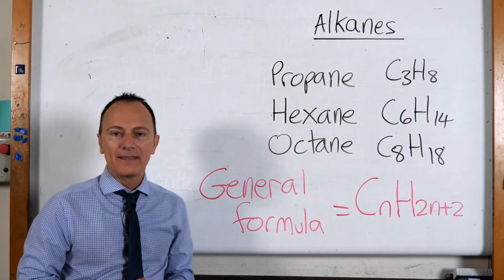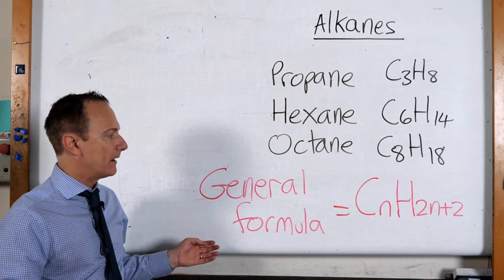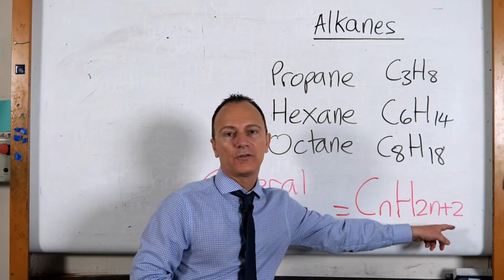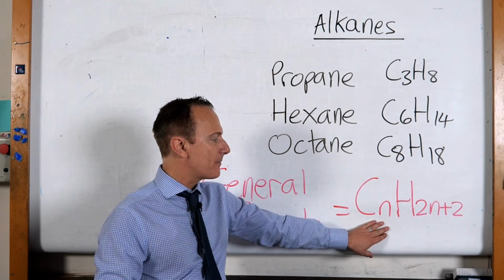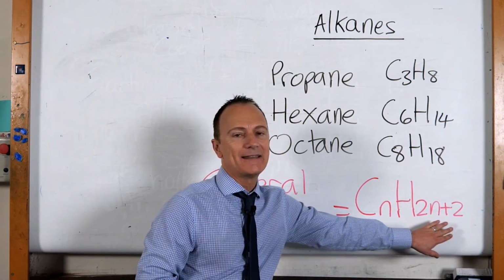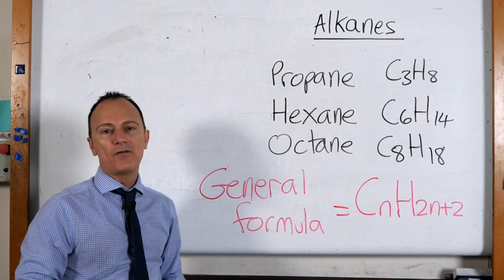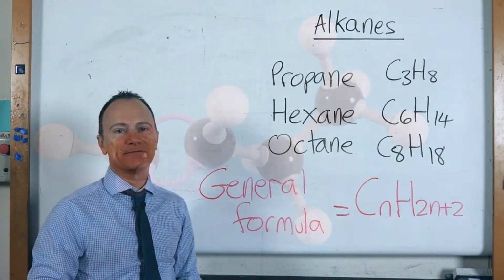And the way we can write that is known as the general formula. And that is CnH2n+2. So whatever the number of carbon atoms is, we double it and add 2 for the number of hydrogen atoms. And that is the general formula for alkanes.